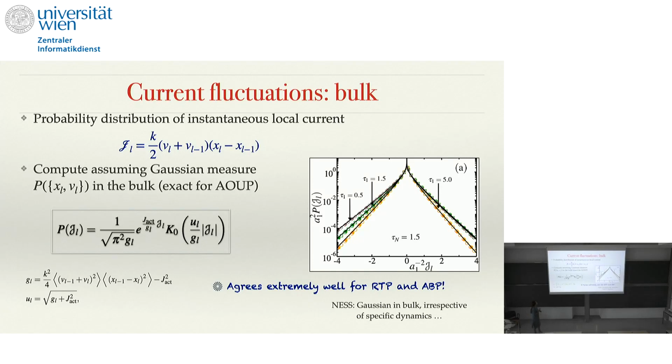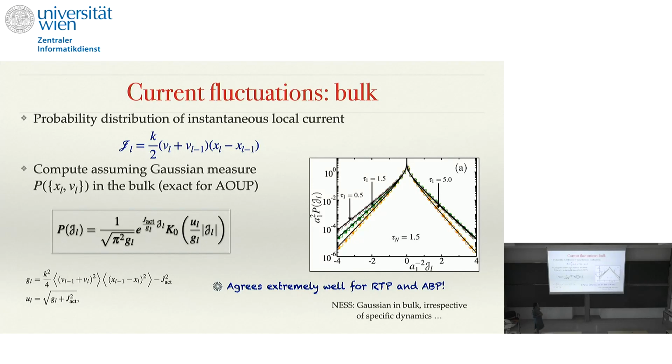So P(x, v), we assume that the whole thing is Gaussian in the bulk, and we calculated the distribution of this quantity. There's no reason why it should be, but we did the calculation, and one can calculate this distribution exactly. It is of this form. Here you see that these black lines are this distribution, this Bessel function. Open symbols are the current distribution measured from RTP-driven chains, and the filled symbols are from ABP-driven chains. So once again, they actually match.